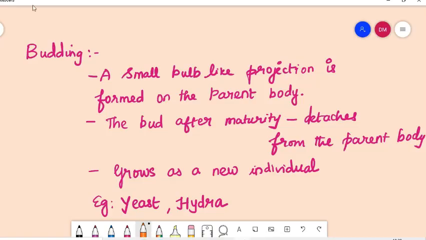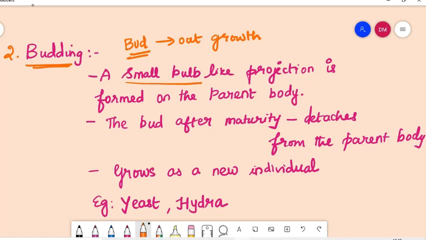Now, the second and the next asexual method of reproduction is called budding. From the word budding, you could have identified that there will be a formation of an outgrowth that is termed as bud. Some small bulb-like structures would project out from the parent body, and those buds would grow, mature, and develop. After its maturity, it would detach and come out of the parent body. It falls on a suitable substratum, and it now grows as a new individual.